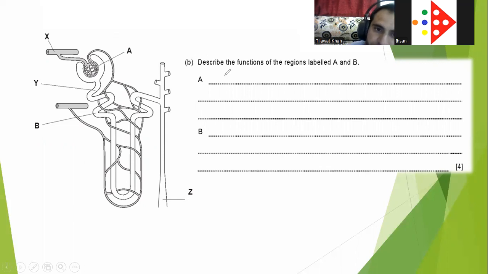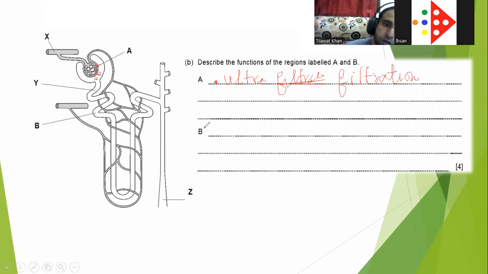Ultrafiltration. If you see, the region toward here, the line is toward this glomerulus, right? So in this place, ultrafiltration is happening. Small molecules will move under high pressure to the Bowman capsule. Let me write it nicely: ultrafiltration, small molecules will move from blood to Bowman capsule under high pressure.